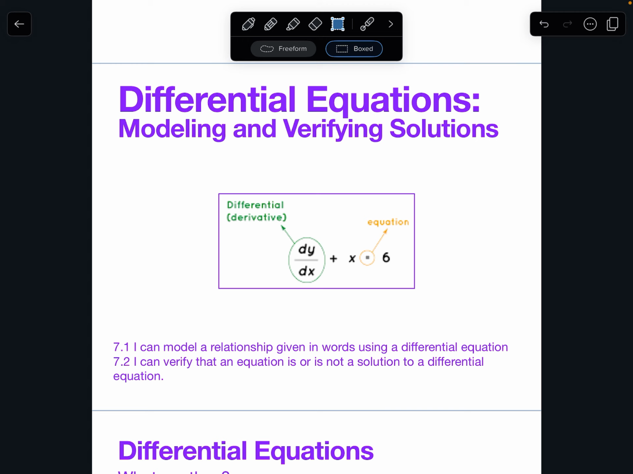We have two objectives for this lesson today. We will model relationships given in words using differential equations, and we will verify that an equation is or is not a solution to a differential equation.